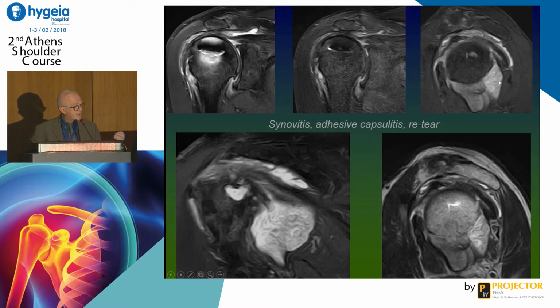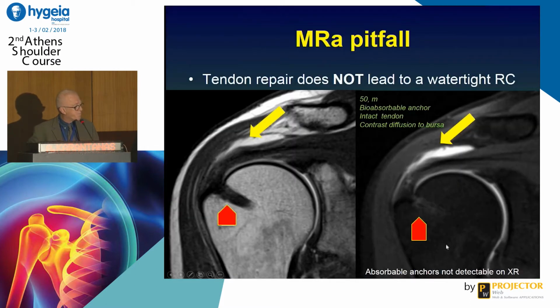And here we have a dirty synovium, that's synovitis. We have a dirty subscapular bursa, that's a lot of fibrous tissue in the bursa, and we also have a dirty subscapular recess because of adhesive capsulitis.